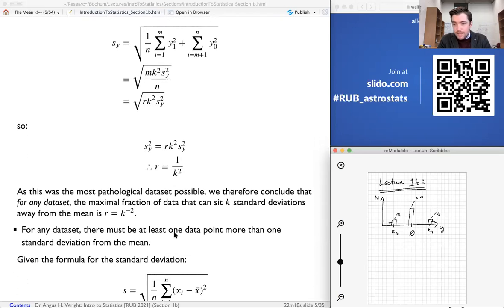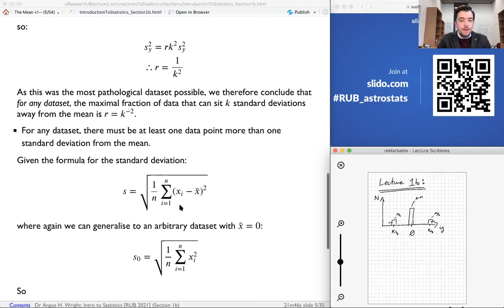And the important thing is that at no point, other than making this data set as pathological as possible, did we specify any properties of it. So this is true for any data set. There is a maximum number of data, rather a maximum fraction of data, that can sit k or more standard deviations away from the mean, okay, for any data set. And this turns out to be very, very important for reasons that we'll see in a minute.